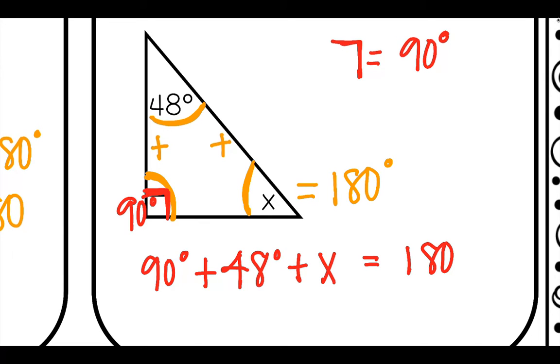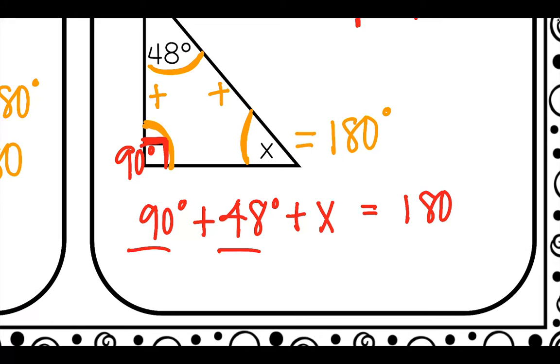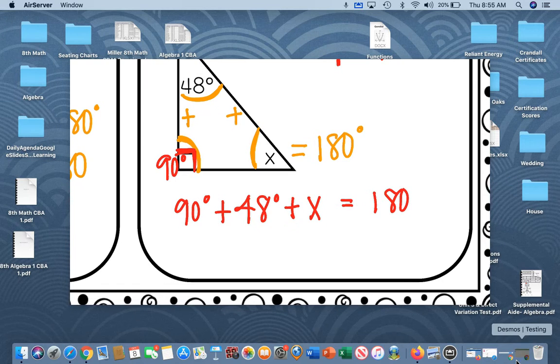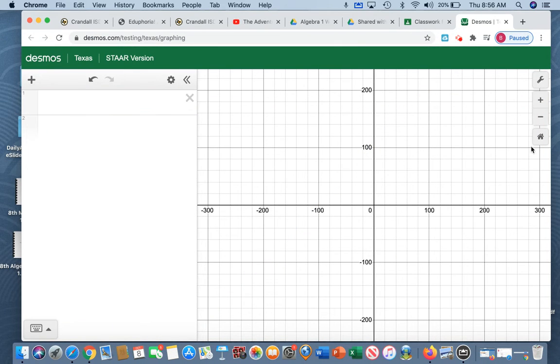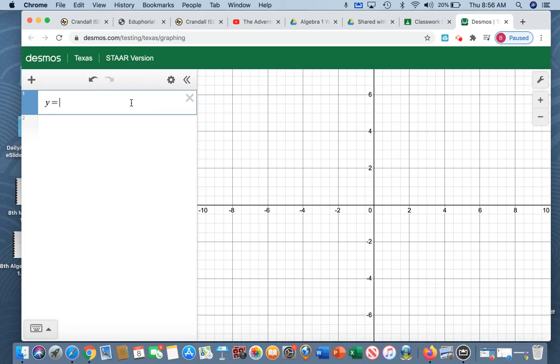Every single time when you set this up, you're going to have three things added together, and then this side is always just going to have 180 every time. Never going to change. Three things added together equal to 180, and 180 is going to be a loner by itself. So again, let's cheat using Desmos. Let's go back to the center. I've got y equals 90 plus 48 plus x. And then I've got my right side, which was 180. Again, he's always by himself.